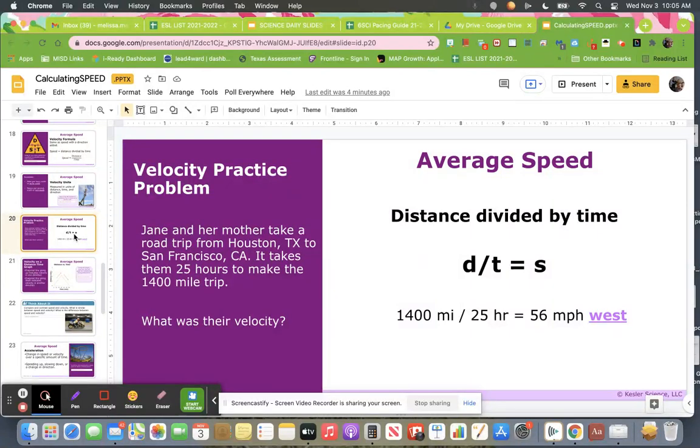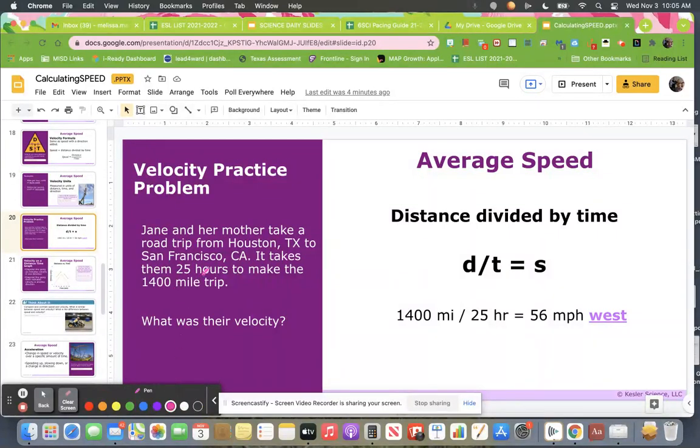So moving on to this practice problem, and this will be one of the last things I do in the video, maybe these two slides, and then we'll be done. Distance divided by time, again, but in a certain direction. Jane and her mother take a trip from Houston, Texas to San Antonio, California. It takes them 25 hours to make the 1,400 mile trip. What was their velocity? Well, we take the distance, so I'm going to change to pink. We take that distance, which they gave right here, and then it's a 25-hour trip.